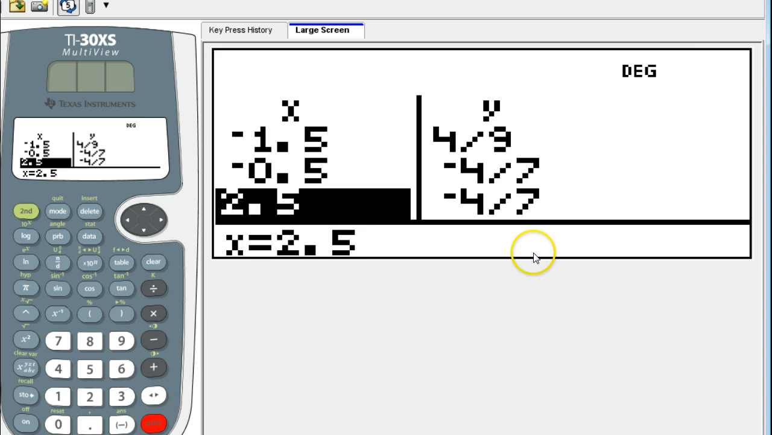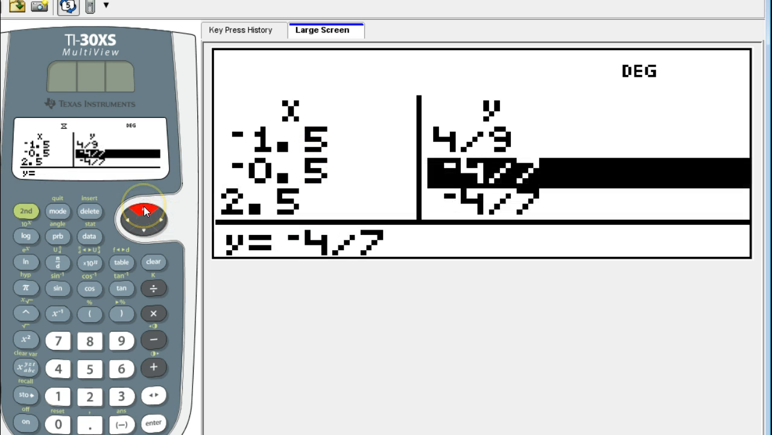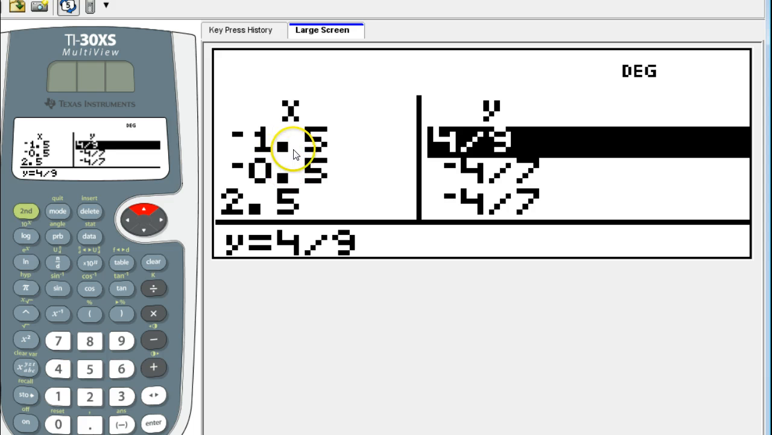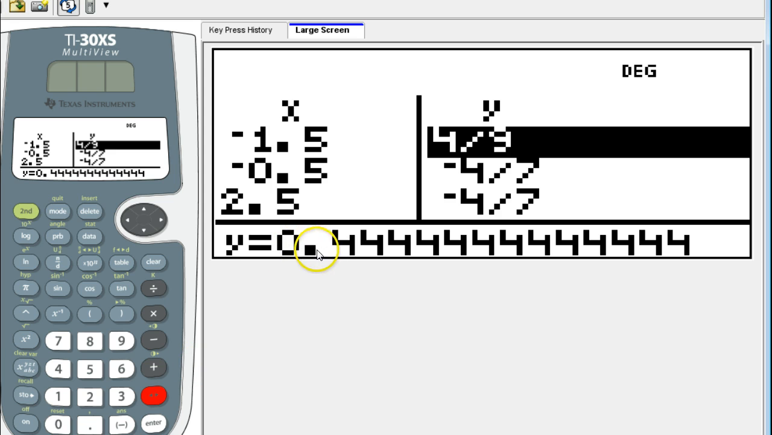Okay, I will also want a decimal to the right, but it only gives me space for 3 at a time. So let's see what's going on at negative 1.5. Now 4/9 is 0.4 repeating. So 0.4, it's a little bit less than half.